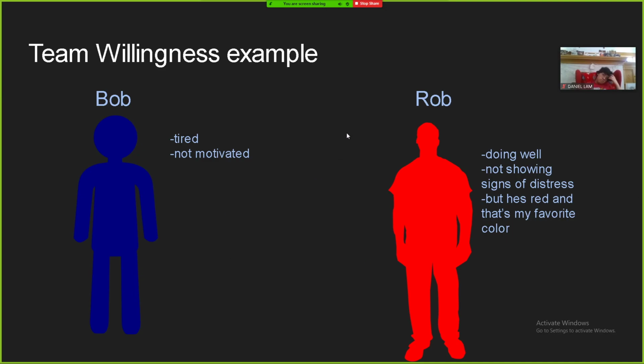So here's an example. We have two people on the team. We have Bob and we have Rob. For example, imagine we're in Raiders and we're running around Lake Merced, right? So one person is tired, they're not motivated, and they're struggling to keep going, and then one person's doing well, they're not showing any signs of distress, but maybe I like them more, right? So who am I going to support more? Who am I going to pay attention to more?